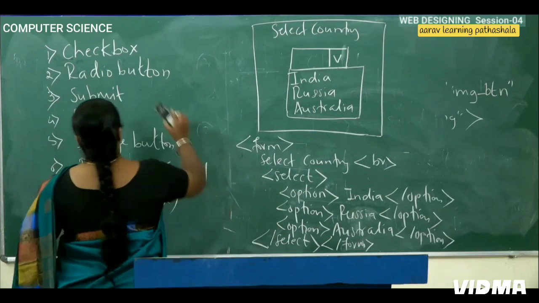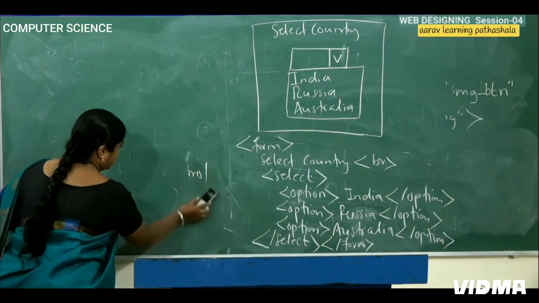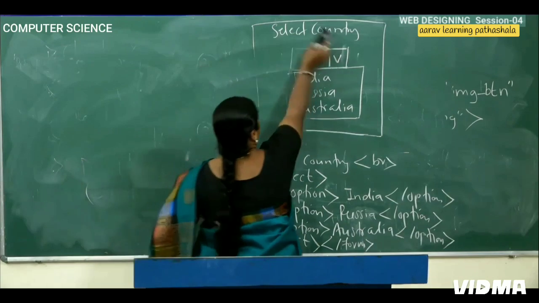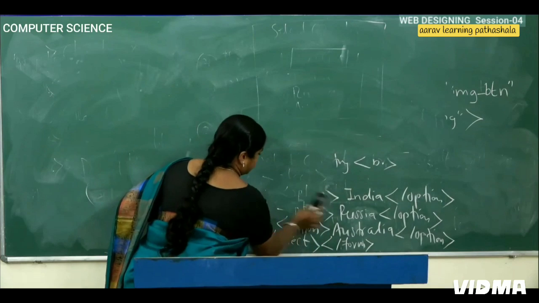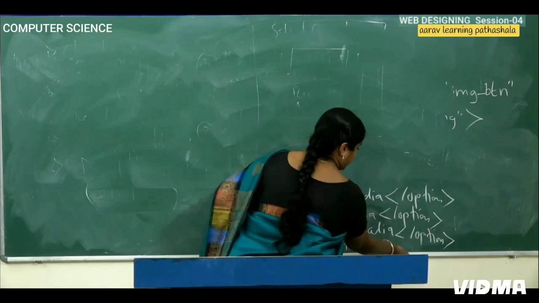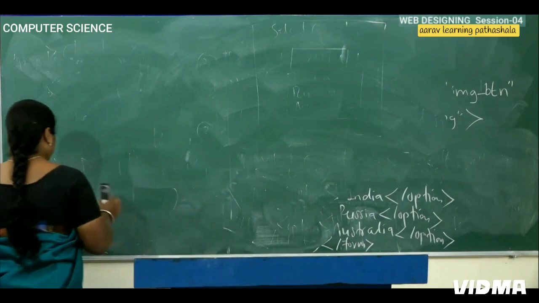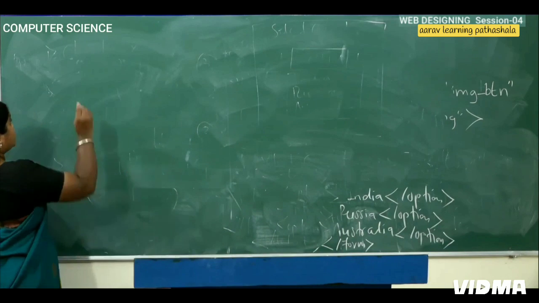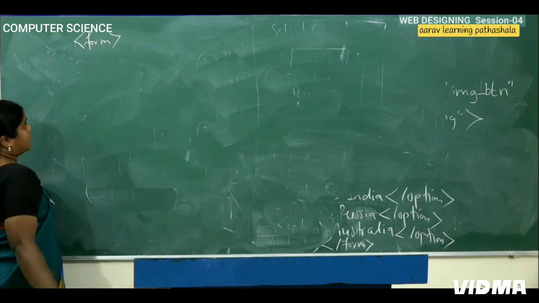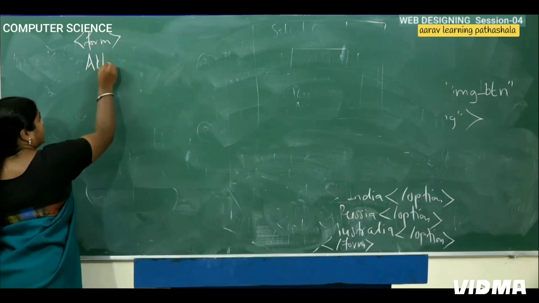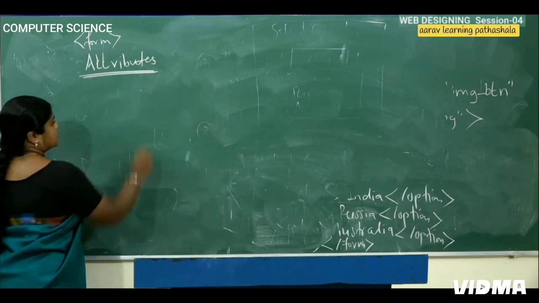Now let's see a simple example of how form exactly works and what are the different attributes that are present in the form element. Let's take a simple example. Now before starting with an example, there are two important attributes that you need to know under the form tag.